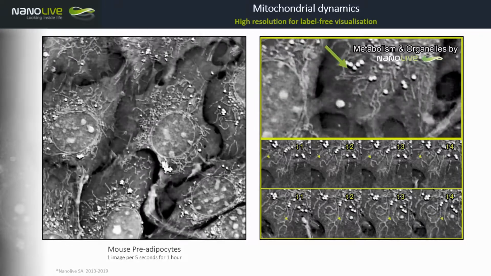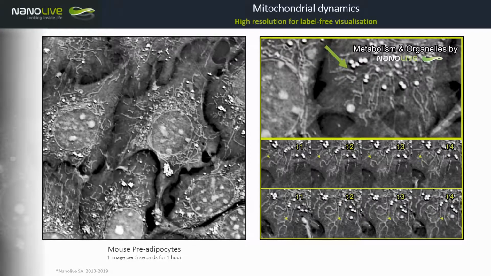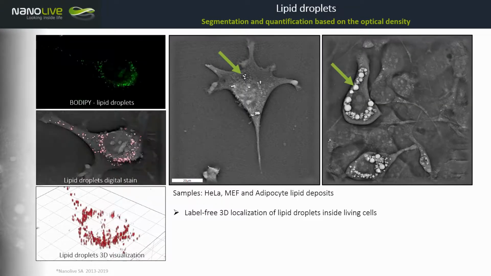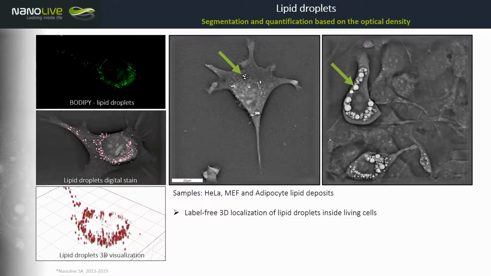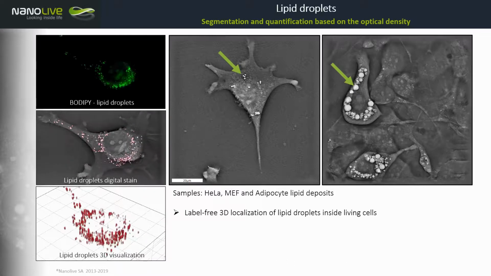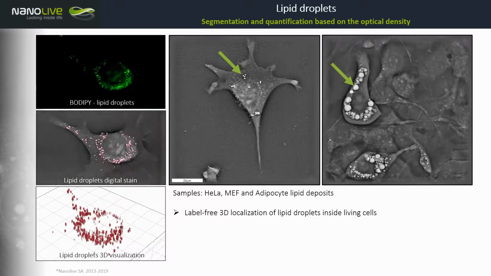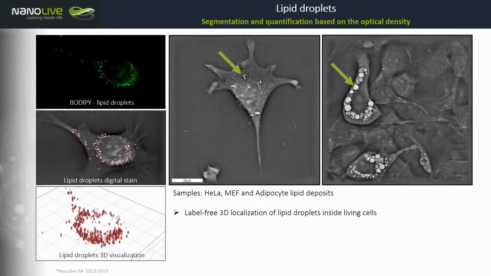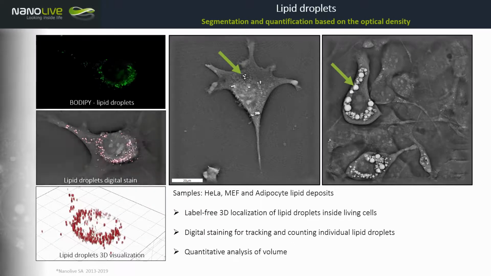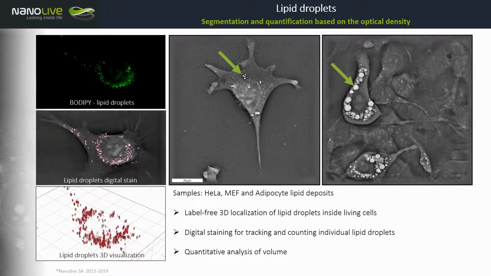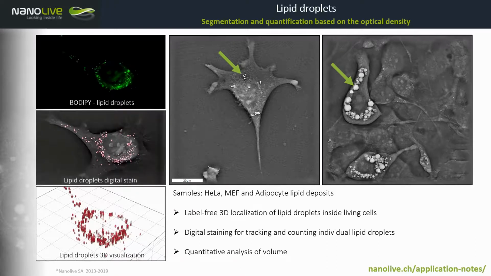The bright white dots that you see, those are lipid droplets. Due to their high optical density, these lipid droplets can be isolated and segmented in various cell types in 3D. Using Nanolive software for digital staining based on refractive index, you can export this information to your favorite open source software such as ImageJ to segment, track, and quantify the volume of these lipid droplets. For more information, you're welcome to read the application note concerning this use case, which you can find on Nanolive's website.